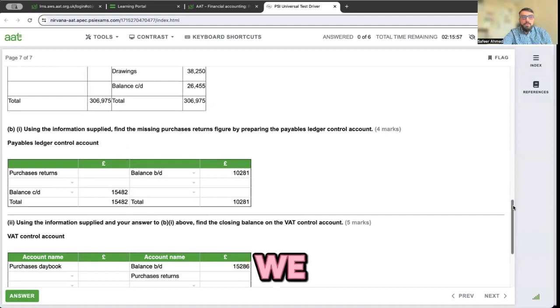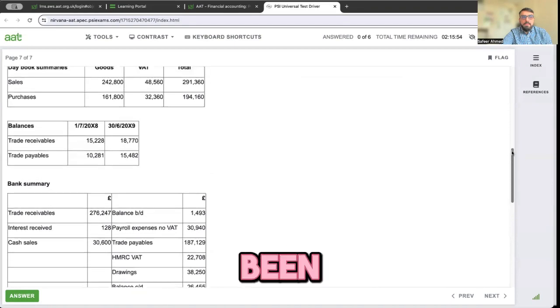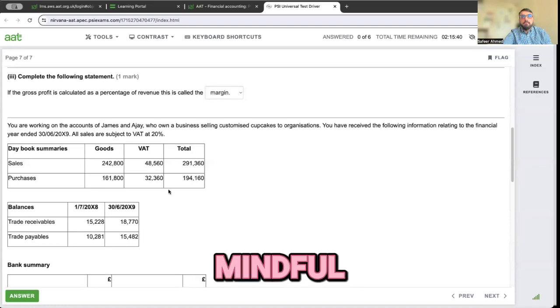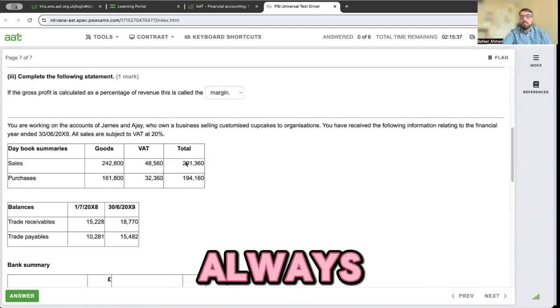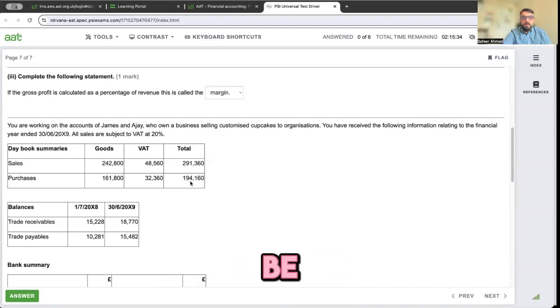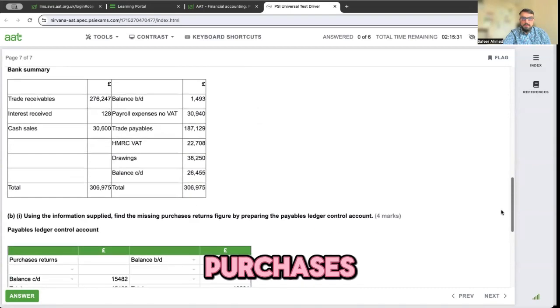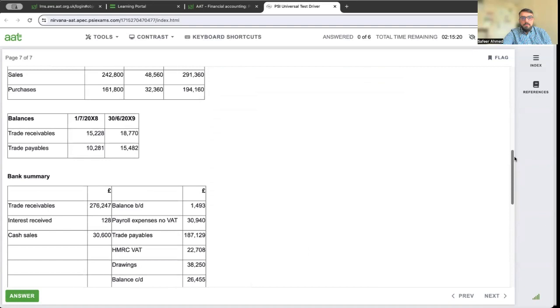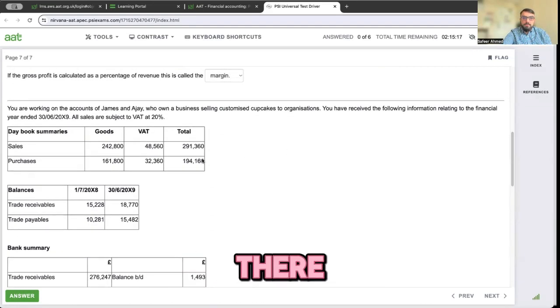Okay, now we also know that we've been given the day book summary. And remember, the purchases figure increases the liability, so it increases the payables ledger control account balance. And please be mindful that whatever goes in these control accounts is always the total amount. So it will be 194,160 for purchases. Okay, so we have recorded the purchases amount there as well.